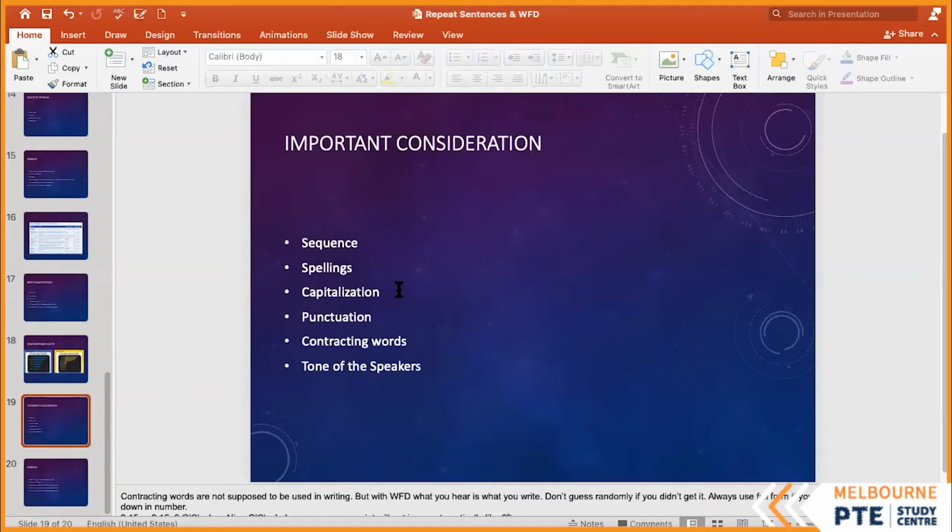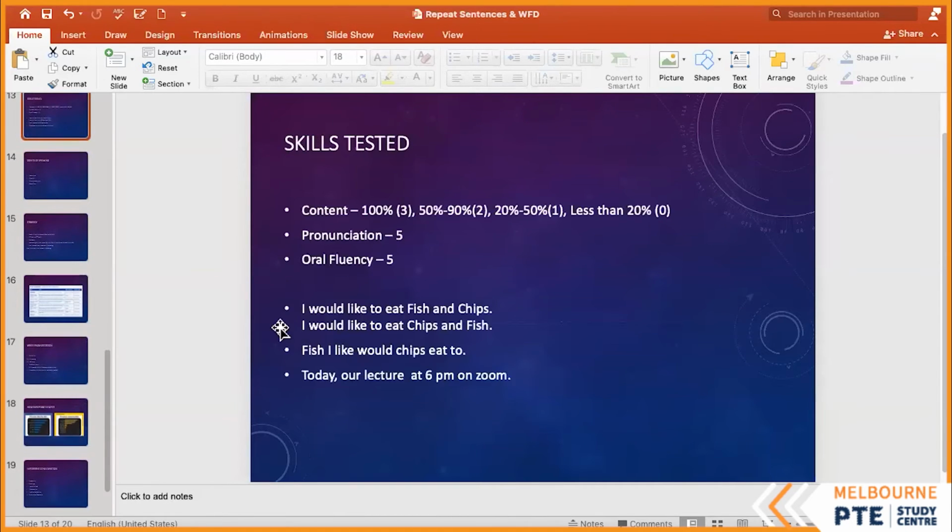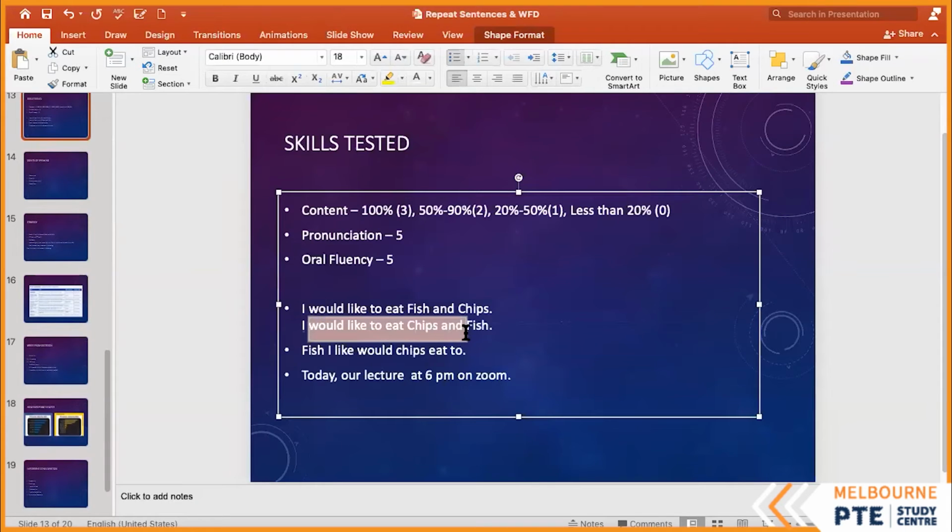Clear? Yep. Now, question. Suppose I wrote the sentence, I would like to eat chips and fish, but I missed the first word. So my first word over here is would. Should I capitalize the word would or not? Yes, you must, because it's the beginning of a sentence. Otherwise, you will not get marks for your writing. Make sense?